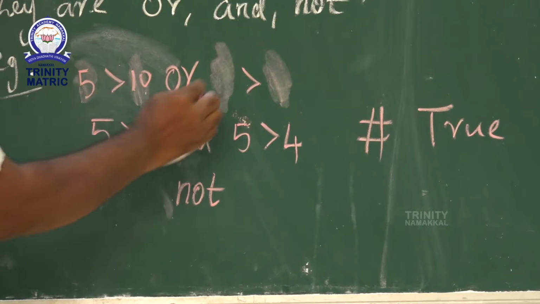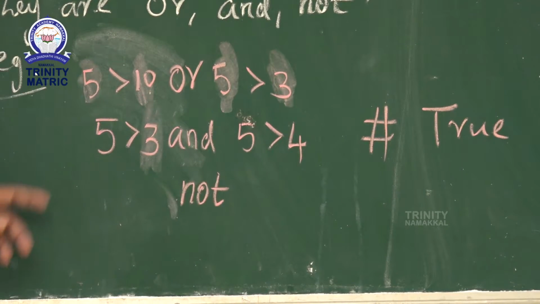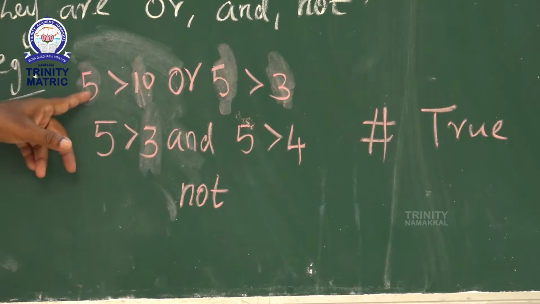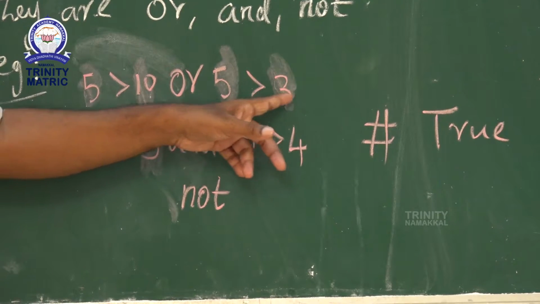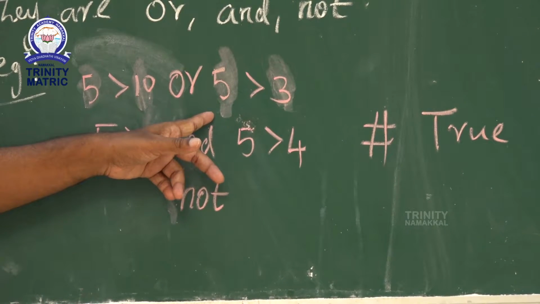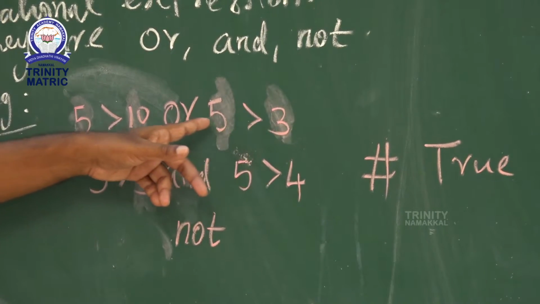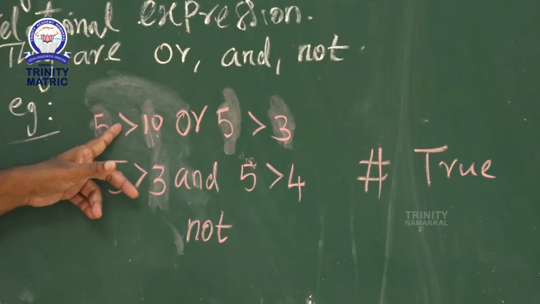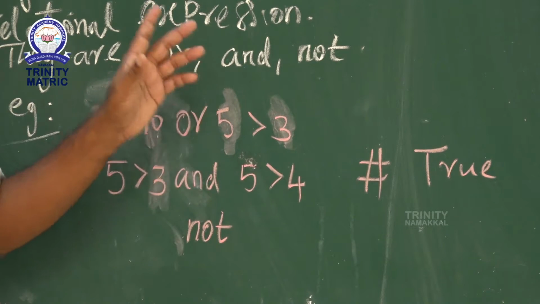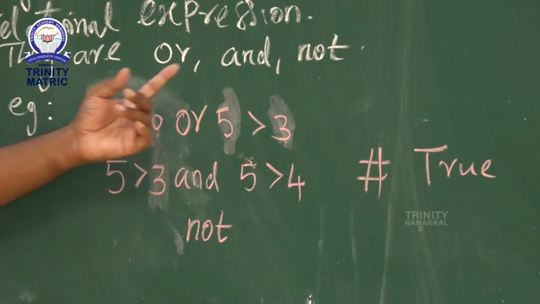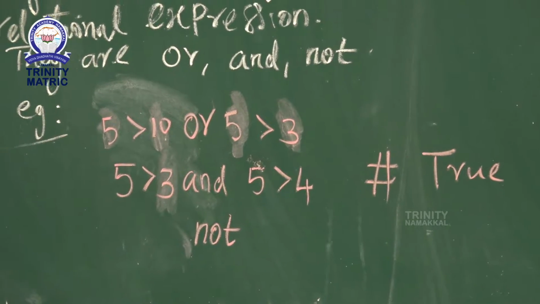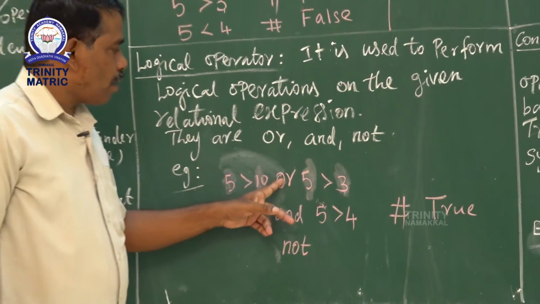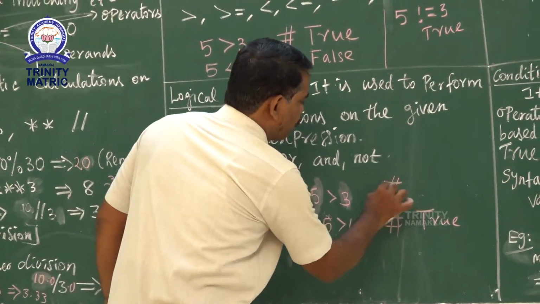But in this example, let us change the value: 5 greater than 10, or 5 greater than 3. The first condition is false, because 5 greater than 10 is false. What is the result of the second condition? Yes, true. The second condition is true, the first condition is false. That means the OR operator returns the result. If any one condition is true, the result is true. Try to understand: if any one condition is true, the OR operator returns the true value.